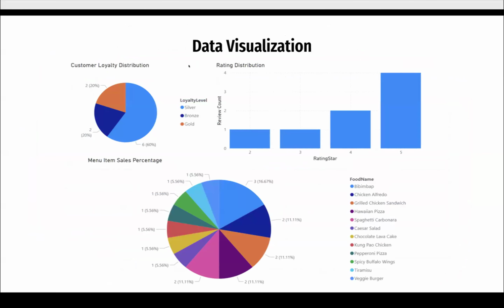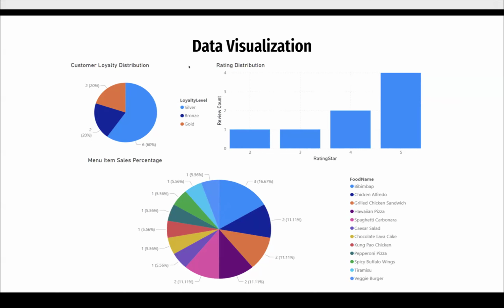And following are 3 key insights from our restaurant management system. These charts provide an overview for customer loyalty, rating distribution, and menu item sales percentage, offering valuable insights into customer behavior and operational performance. Let's start with the first chart.